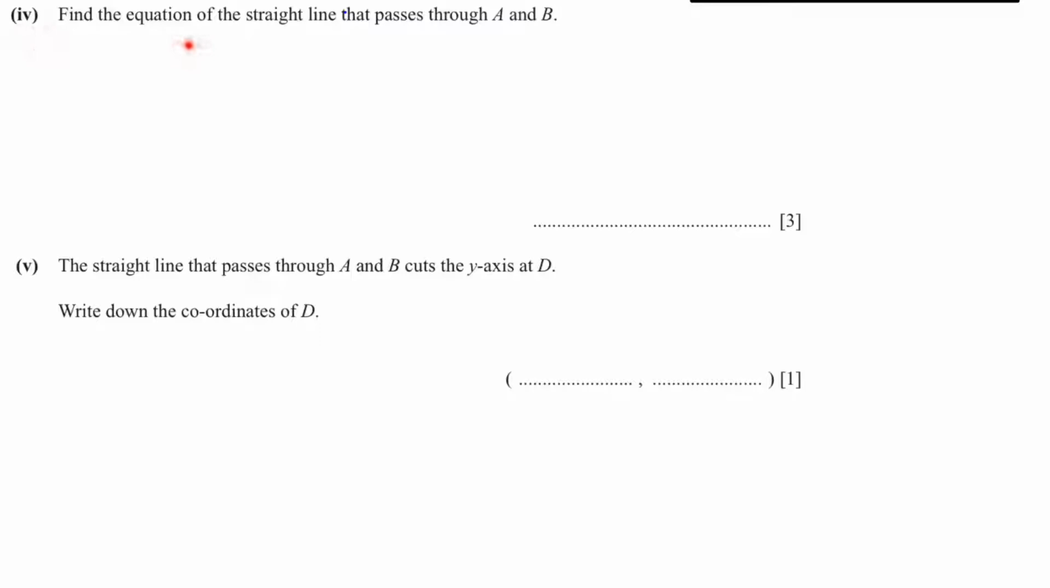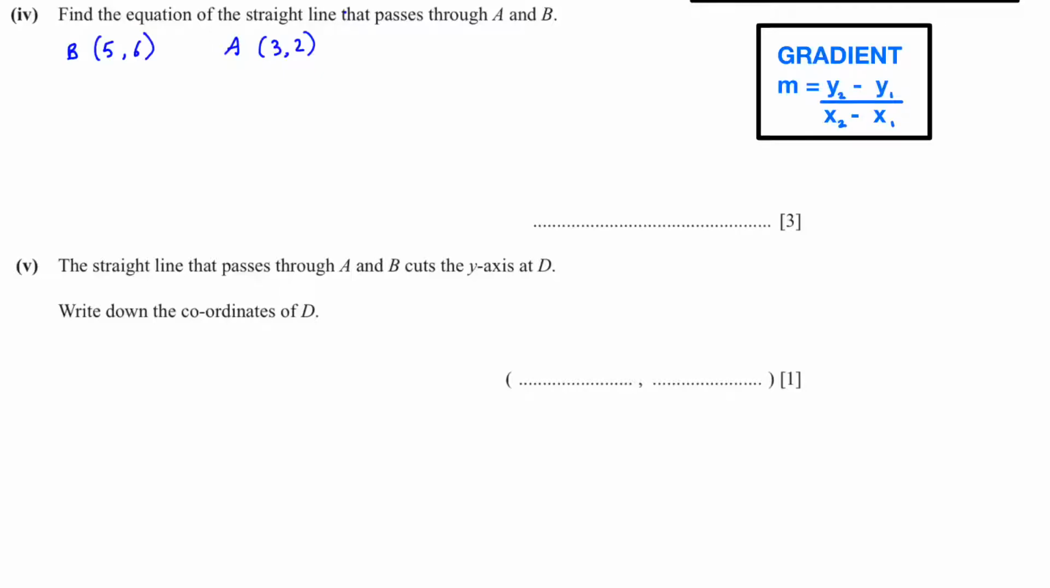Part 4. Find the equation of the straight line that passes through A and B. So this is our B and this is our A. To find the equation of the straight line, we need to find the gradient. We use this formula to find the gradient. M is the gradient. It is equal to y2 minus y1 over x2 minus x1. If you are taking this coordinate as x1, then this will be y1. If you are taking this as x2, this will be y2. So let's find out the gradient first.